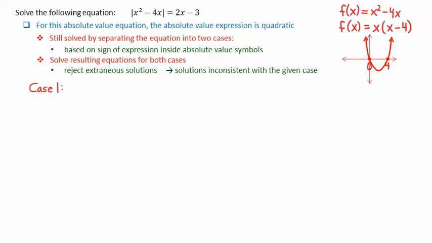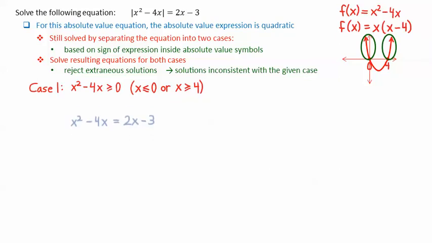We can then look at case 1. Case 1 corresponds to x squared minus 4x, the expression inside the absolute value symbols, being greater than or equal to 0. Looking at our graph, we can see this corresponds to x being less than or equal to 0, or x being greater than or equal to 4. For this case, we replace the absolute value of x squared minus 4x with x squared minus 4x and solve the resulting equation.